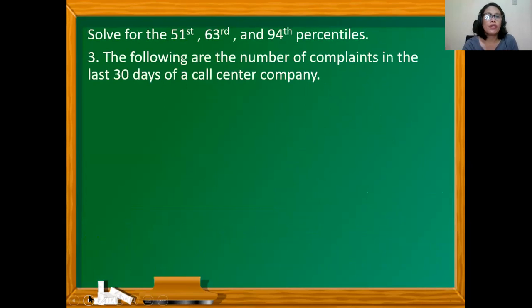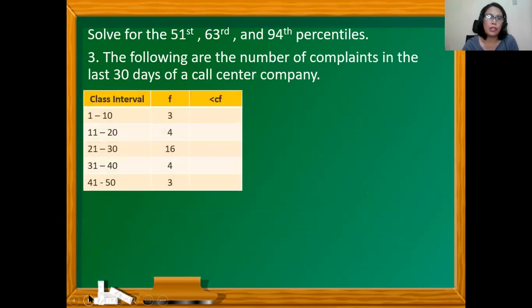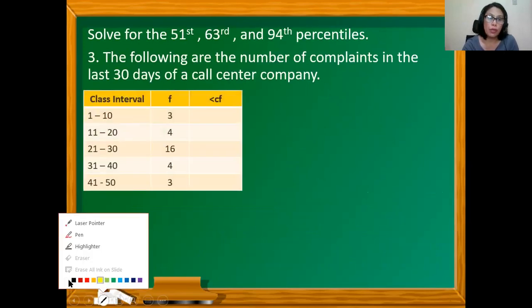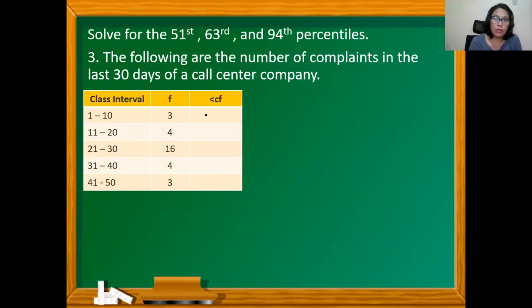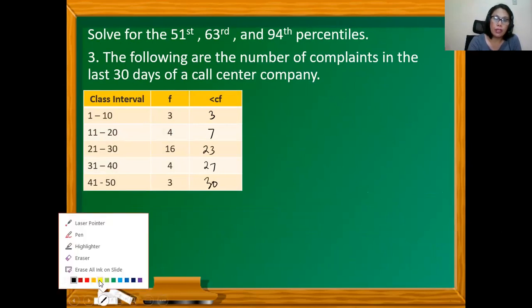So let's proceed to the last example. Solve for the 51st, 63rd, and 94th percentile. So again, we're going to complete the table. We'll add the frequency cumulatively: 3 plus 4 plus 16 plus 4 and then plus 3. And then we're going to consider the percentile classes.